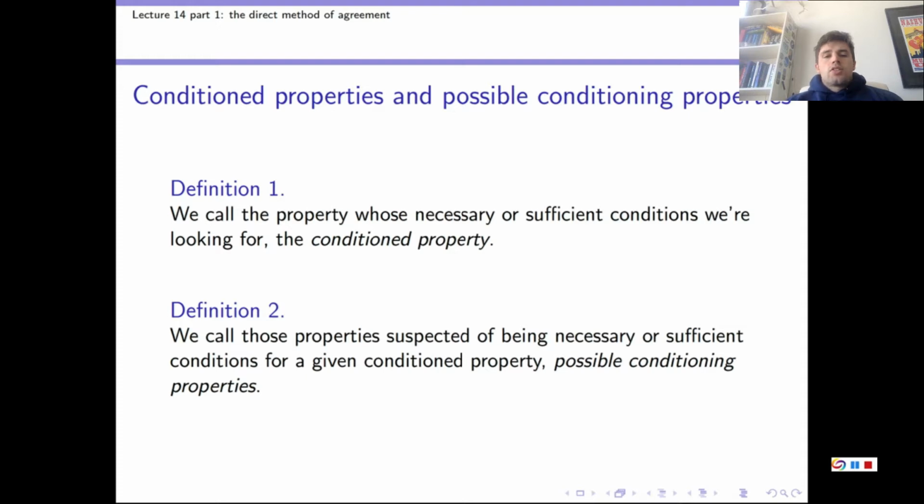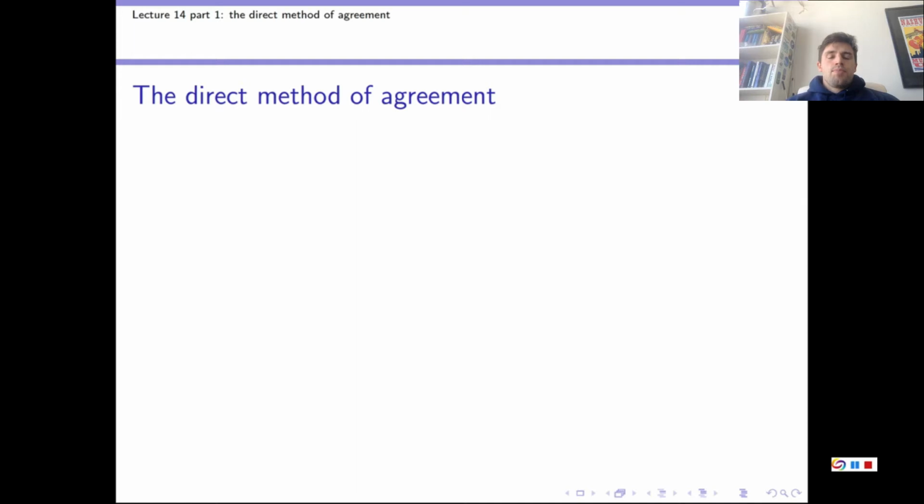In this video, we're concerned only with looking for necessary conditions for a given conditioned property, because that's what the direct method of agreement allows us to do. In particular, the direct method of agreement tells us how to eliminate certain conditions as necessary conditions from a list of possible conditioning properties that we start with. Now, to apply the method, we'll use tables to record the presence or absence of the properties involved, and we'll make our conclusions using the tables. So let's get some examples in play.